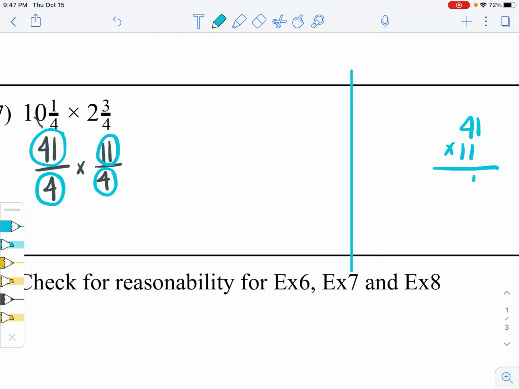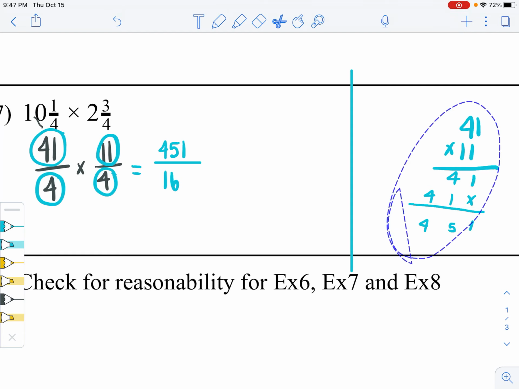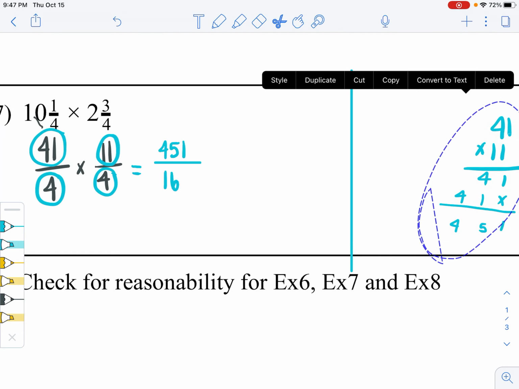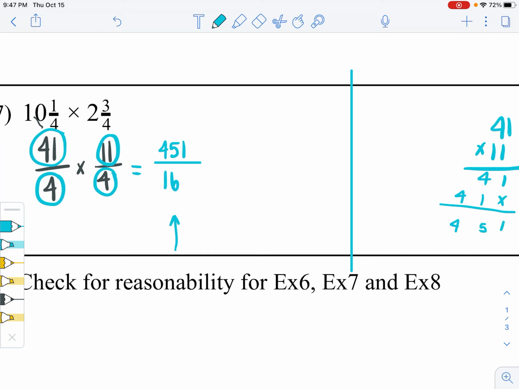We have 1 times 1, which is 1, 1 times 4, which is 4, placeholder, 1 times 1, which is 1, 1 times 4, which is 4. 1, 5, 4. So right where we would have, if we were able to do the mental math, we would put it right here, 4, 5, 1. And then our denominator is 4 times 4, which we could do mental math, 16.